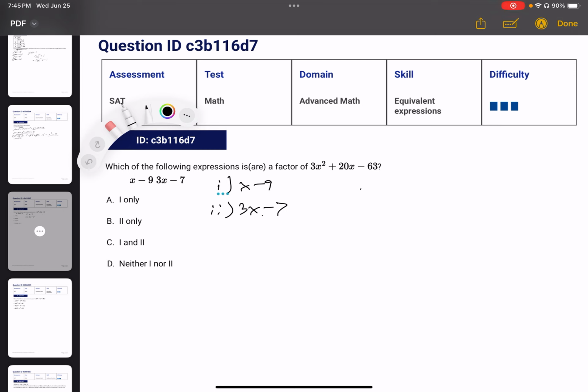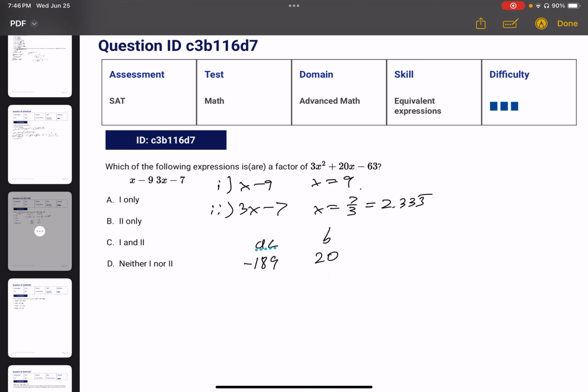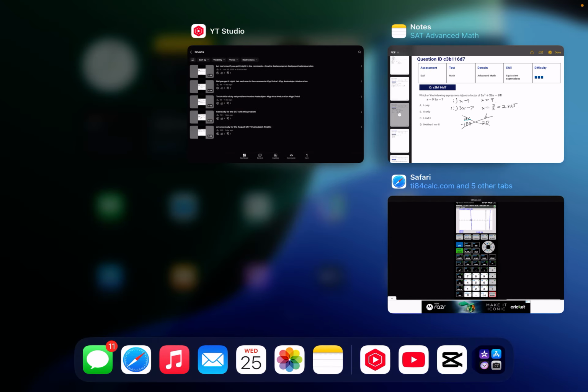So, before we jump in, if these are a factor, the solution would be x equals 9 here, and x is equal to 7 over 3 here. And then with our calculator, that's equivalent to 2.333 repeating. Now, instead of trying to factor with the AC method, because we would get negative 189 and 20, which is super difficult to factor, we're not even going to attempt that. We are going to use a graphing calculator, and I'm going to show you exactly how to tackle that.